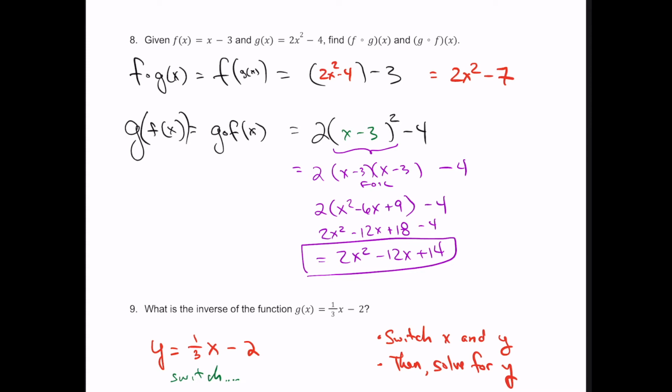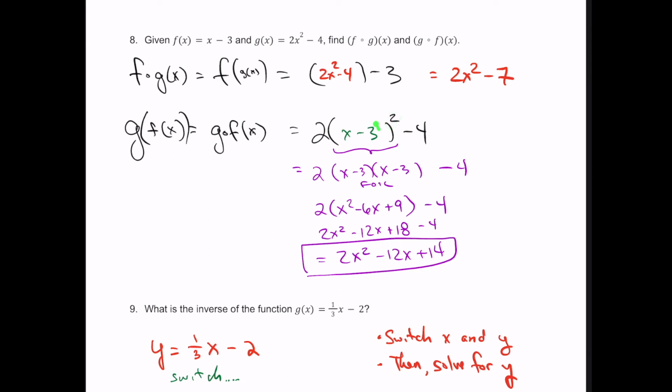Now in reverse, we can find g of f, where we take the g function. Remember, the g function is 2 times the square of the input minus 4. So I put the f function in there. Now be careful, I've seen a lot of students mess this up. You cannot distribute the 2. Why not? Because you have to do exponents first. Remember PEMDAS, please excuse my dear Aunt Sally.